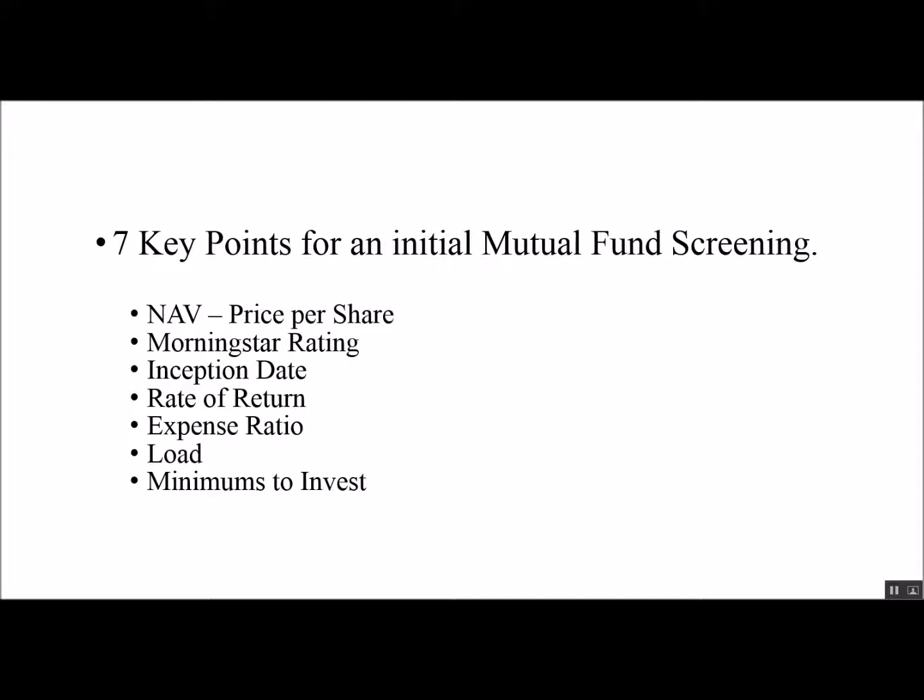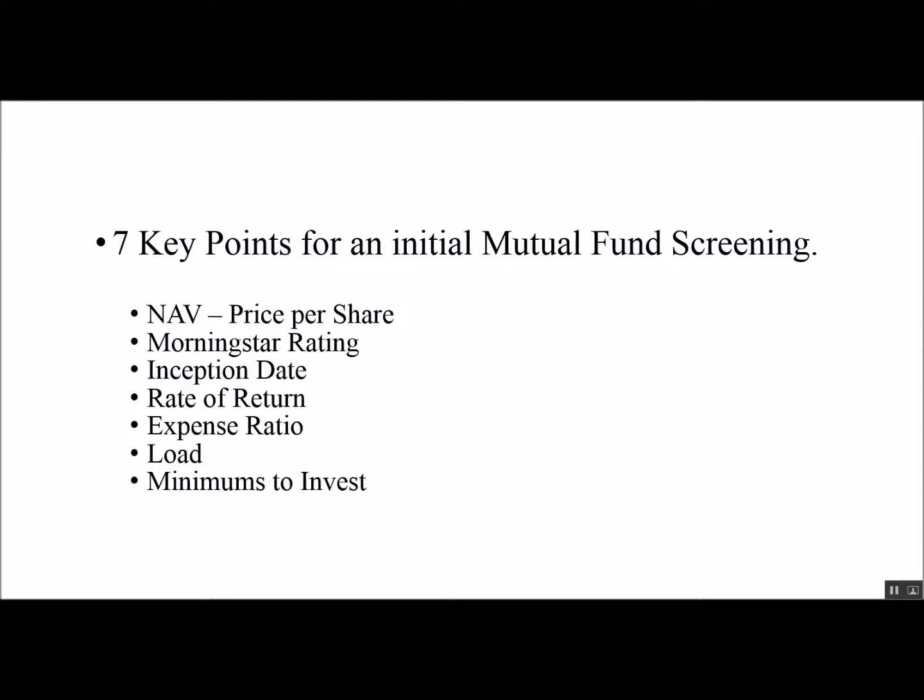And then the final item we're going to look at is what are the minimums to invest in this mutual fund. All mutual funds have some minimum to initially start investing. Generally, they're $2,000 to $2,500. And then after you make that initial investment, you can typically continue to invest in the mutual fund in increments of $50 to $100. For today's exercise, we're going to be using the T.